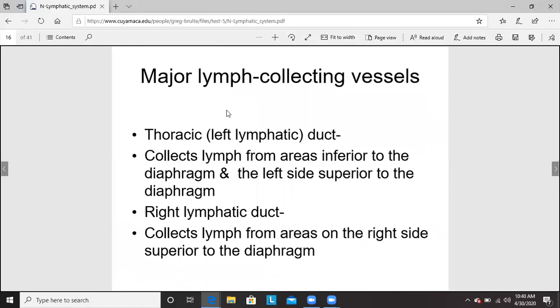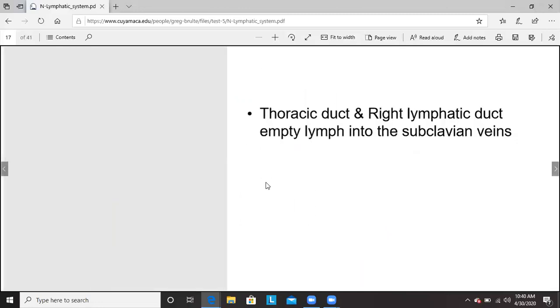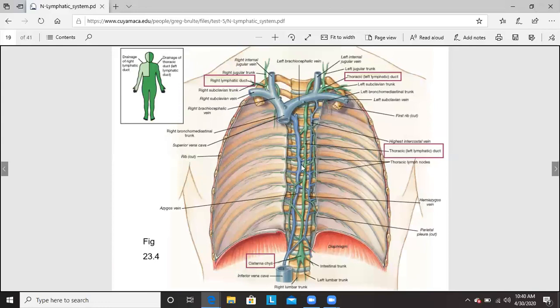So this is going to make more sense when you can see it, but the thoracic or the left lymphatic duct collects lymph from areas inferior to the diaphragm, right? Okay. Well, let me show you this. It'll be easier to explain. So this is the thoracic duct. It's also been called the left lymphatic duct. And it goes all the way up here, and then it empties into the left subclavian vein.